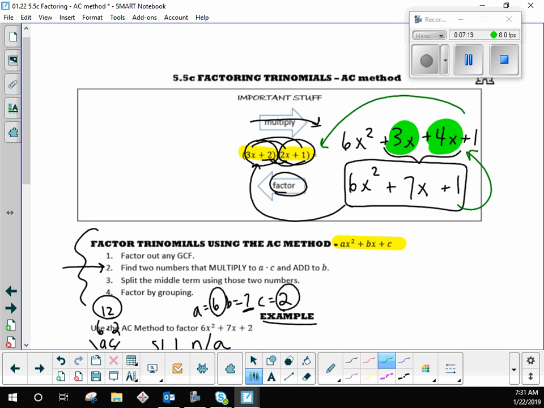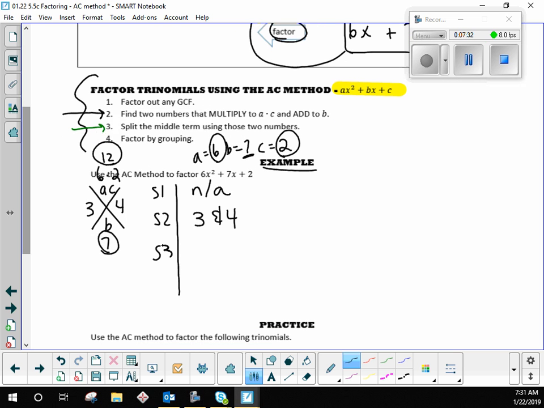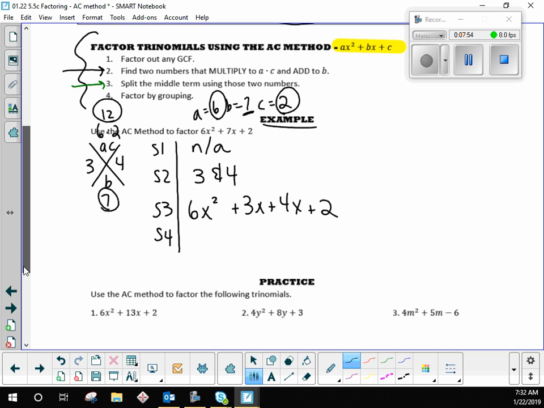And so now that we've just found 3 and 4, step 3 is to split the middle term using those two numbers. So I go back to my original trinomial. The first term and the last term stay the same. I'm splitting the middle term, rewriting it with the 3 and the 4. So 7x becomes 3x plus 4x. And now the last step is to factor by grouping, which we're ninjas at now.